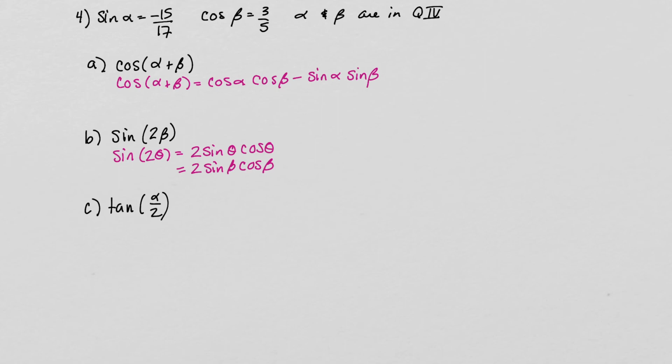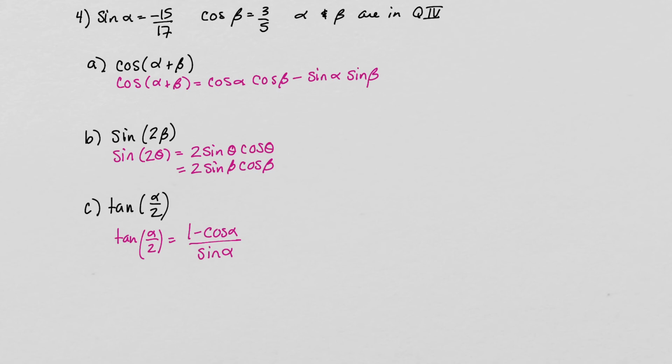So you can keep the sheet with those identities. You could print it off if you want and keep it next to you on the test. I will also upload it with the assignment for the test, so it will be right there as well. And then the tangent of alpha over 2 is 1 minus the cosine of alpha all over the sine of alpha. So these things are coming right off the sheet.